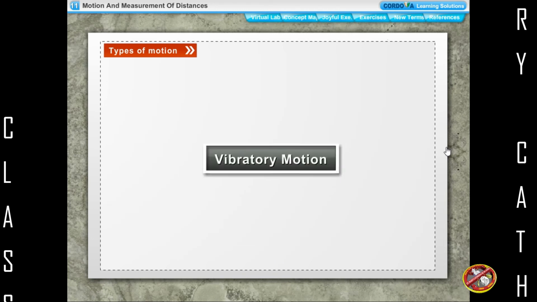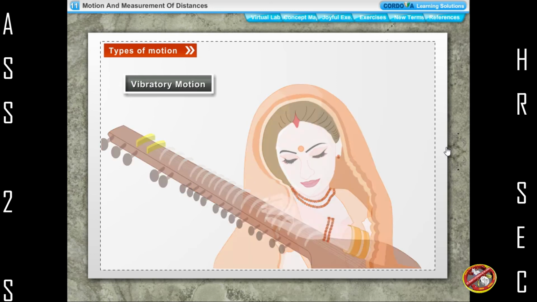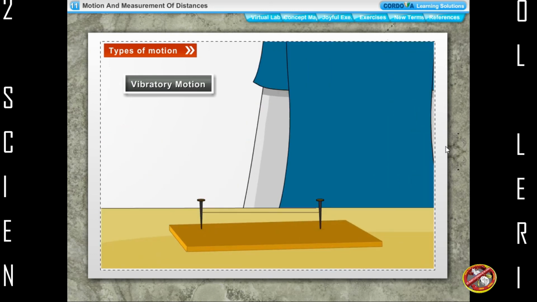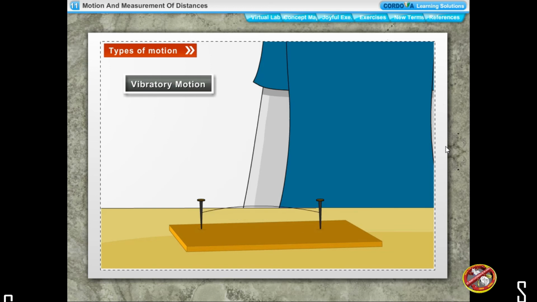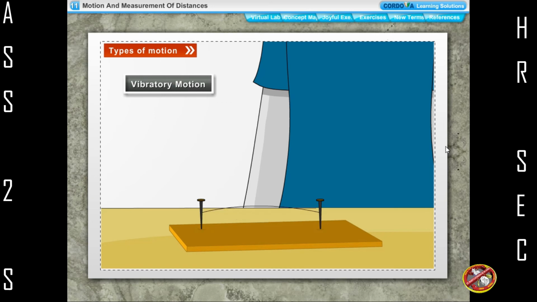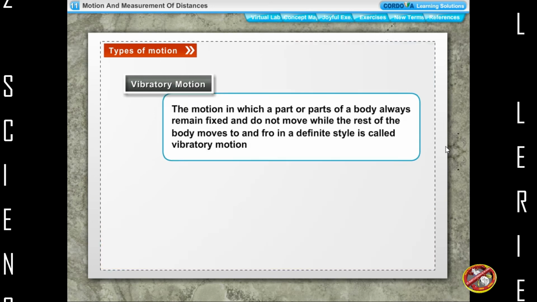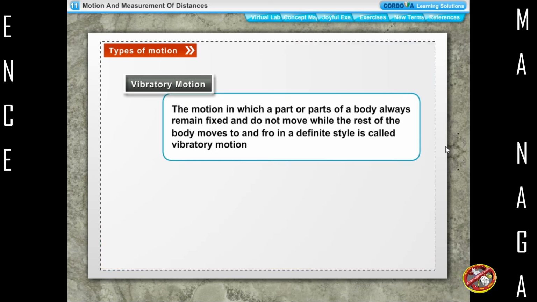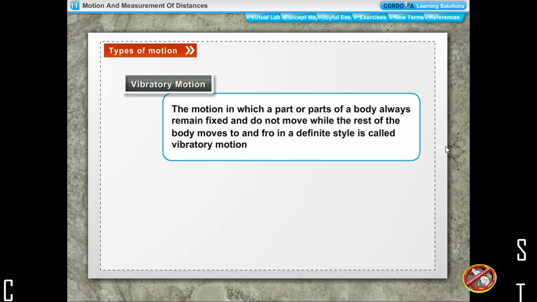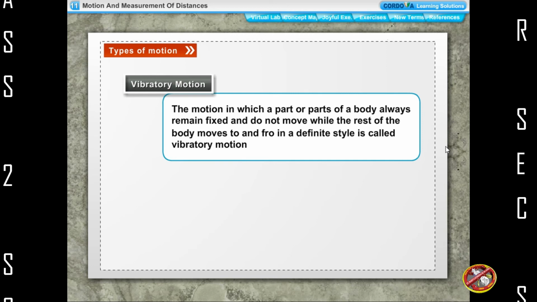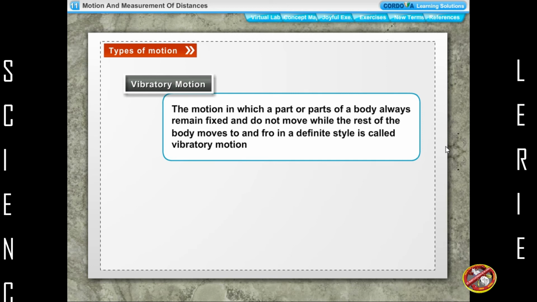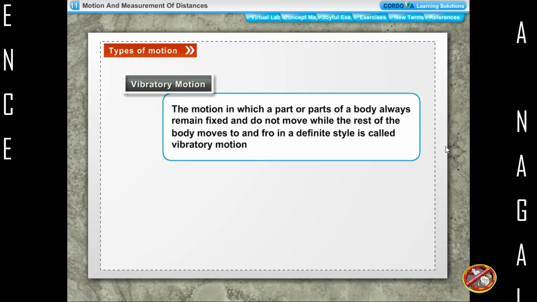Vibratory motion. Pluck a string of a sitar or a guitar. You will see that only the string moves, not the whole body of the sitar or the guitar. The motion of the string exhibits vibratory motion, the motion in which a part or parts of a body always remain fixed and do not move, while the rest of the body moves to and fro in a definite style, is called vibratory motion.